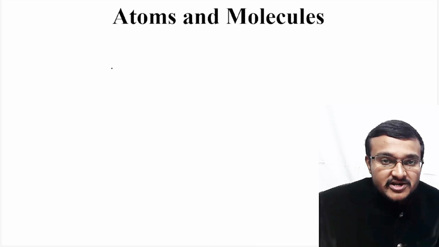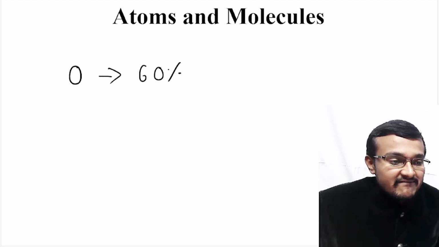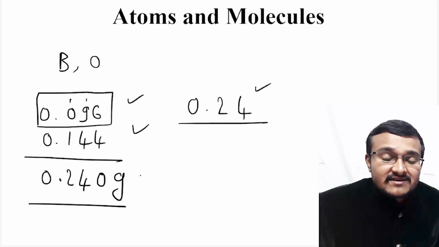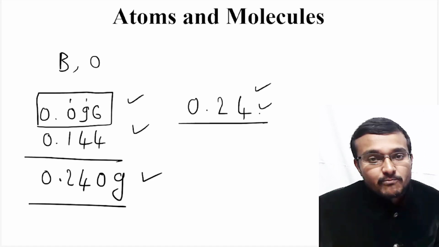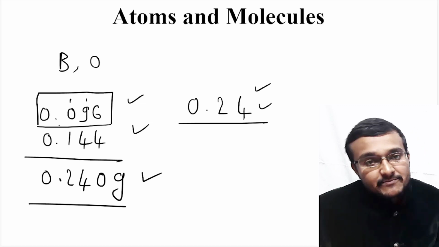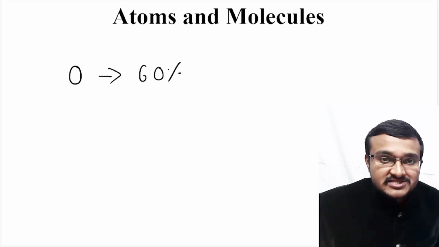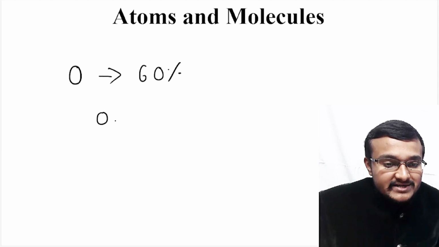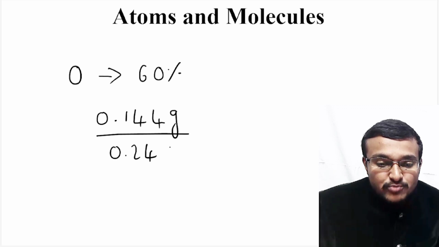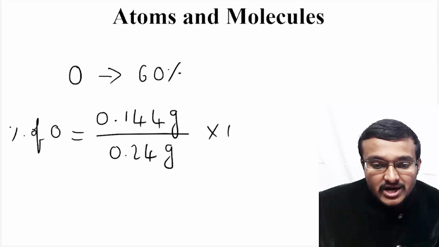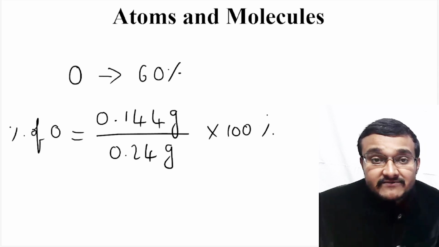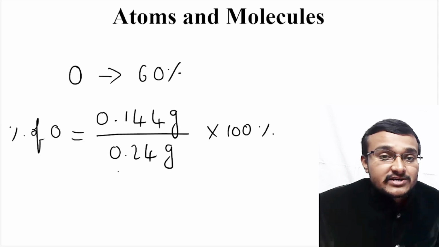So if boron weight is 40%, then obviously oxygen weight should be 60%, because we have added up here has given us the answer 0.24 gram, which is matching with the weight which they have given for this compound. So that shows remaining percentage should be oxygen. Anyway, we will cross check that. So here we have 0.144 gram as the weight of oxygen divided by total weight of compound is 0.24 gram. So this is percentage of oxygen by weight. So into 100. So here we are multiplying this with 100 to convert this value into percentage.